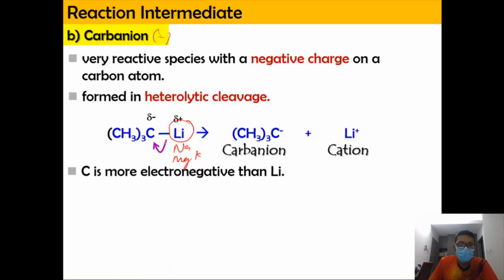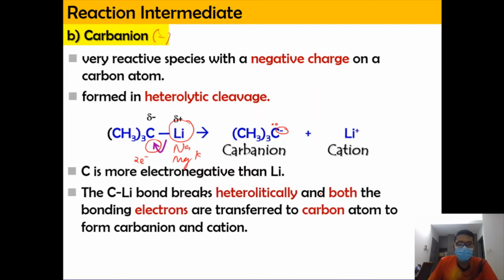All right. So two electrons here are going to be transferred to the carbon, and that is why we are using a full-headed arrow, because two electrons are transferred. And hence, you can also put two electrons here or denote it as a negative charge, because these are species that receive the electron. Meanwhile, the lithium plus here is going to be the cation. As mentioned, the C-Li bond breaks heterolytically, and both the bonding electrons are transferred to the carbon atom to form carbanion and the cation of lithium.